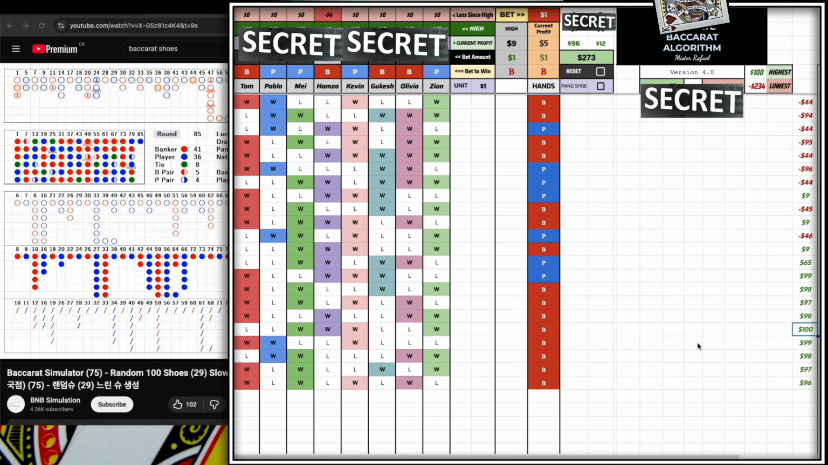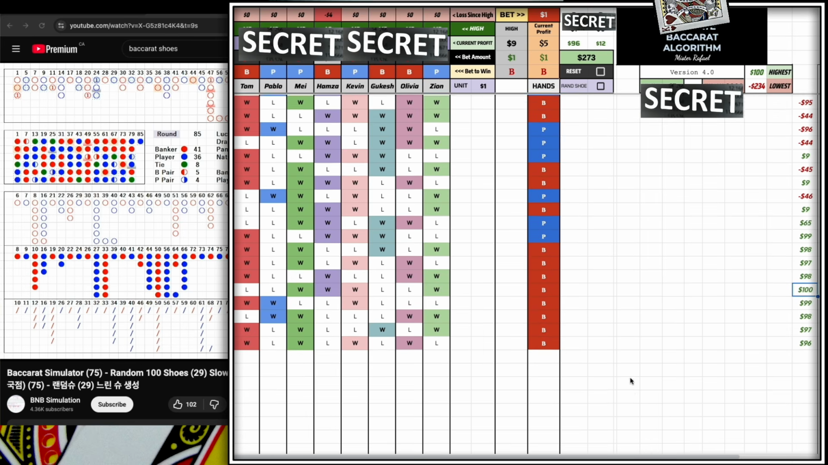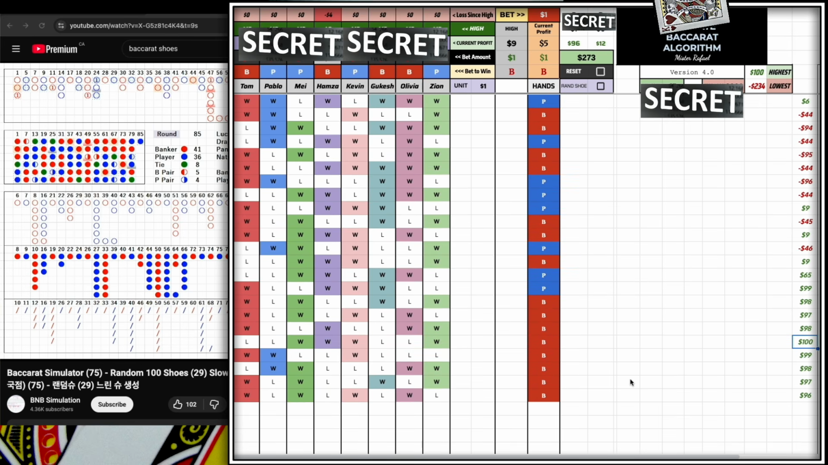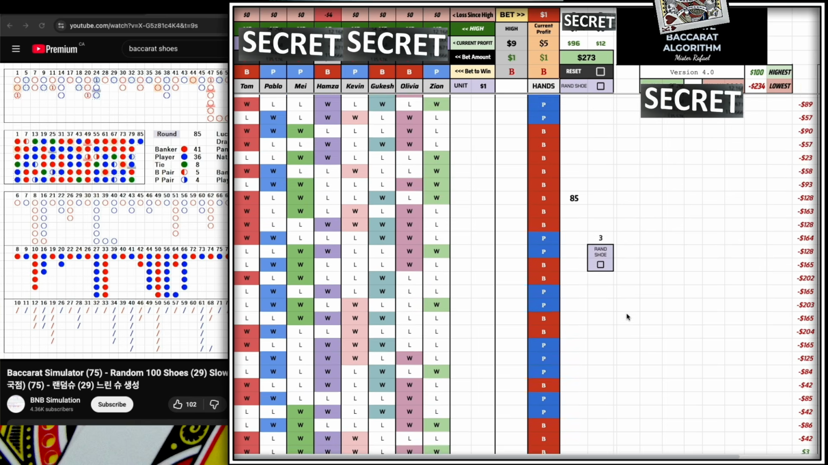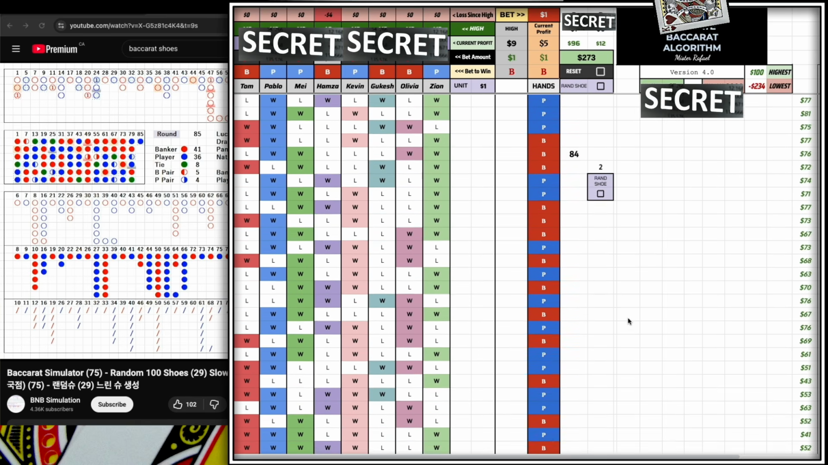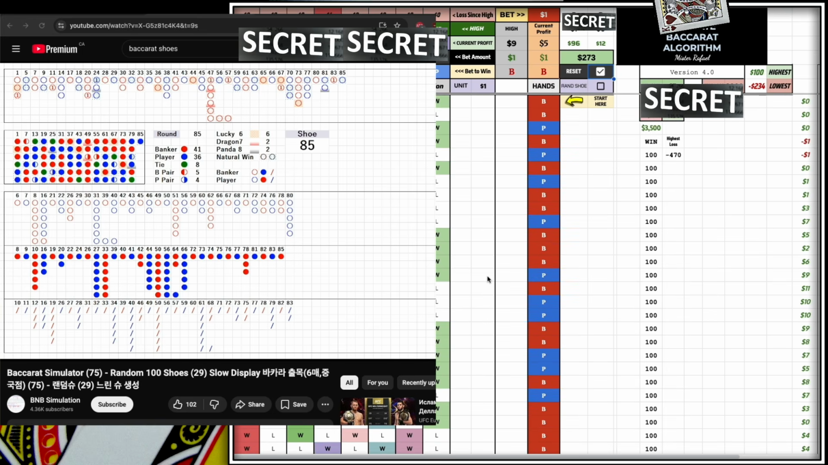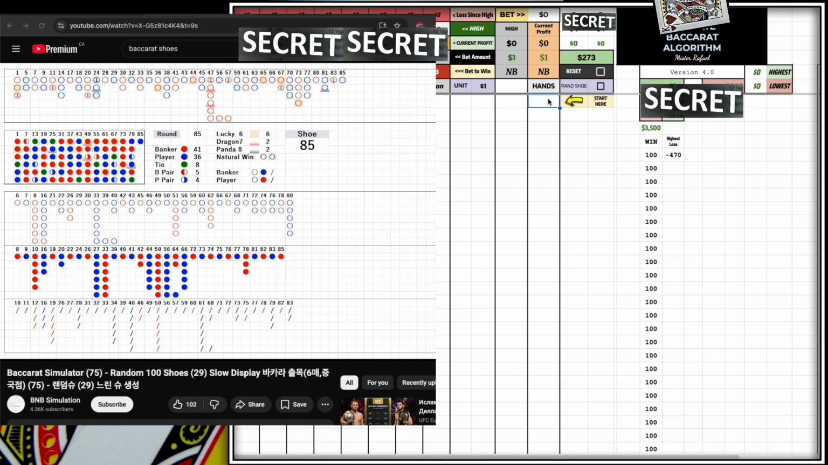Wow. This algorithm, I'm just lost for words. I'm waiting for it to get down to minus 500. That is insane. All right, so 3 shoes needed here. No need to update the biggest drawdown. We're just going to add the $100 win goal to our bank. All right, let's clear. Move on to shoe 86. 3,500 in profit. Wow.